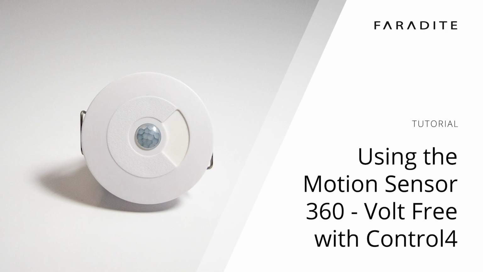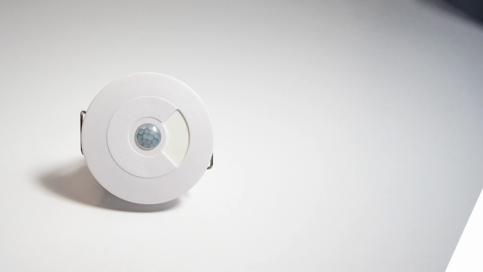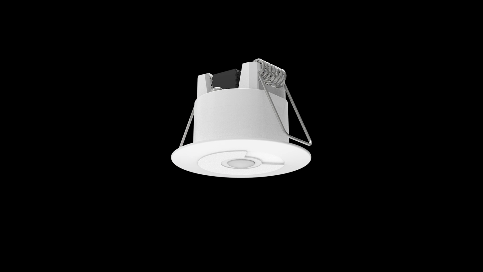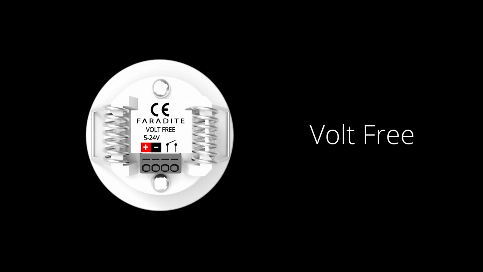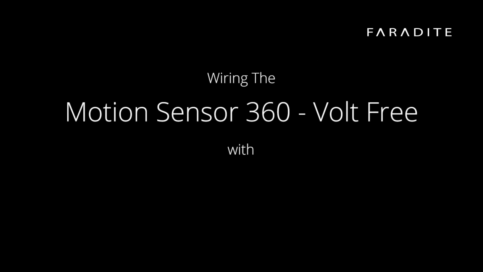The Faradite Motion Sensor 360 Volt-Free is a tiny flush-mounted motion sensor which integrates easily and quickly with Control4 systems. In this video, we will detail how the Faradite Motion Sensor 360 Volt-Free is connected and programmed. First, let's look at how we connect the Faradite Motion Sensor 360 Volt-Free to a Control4 system.